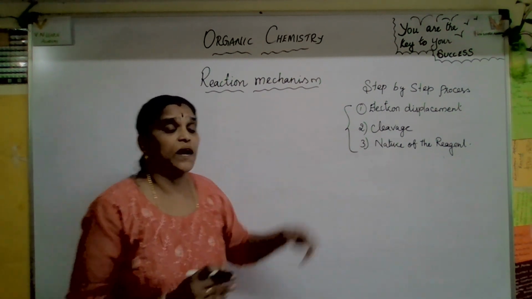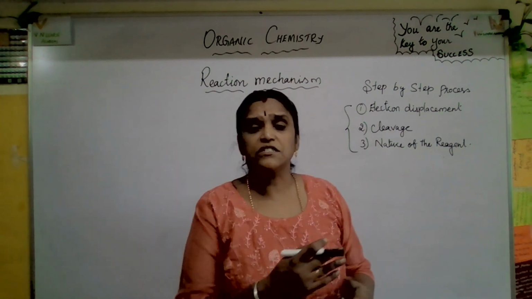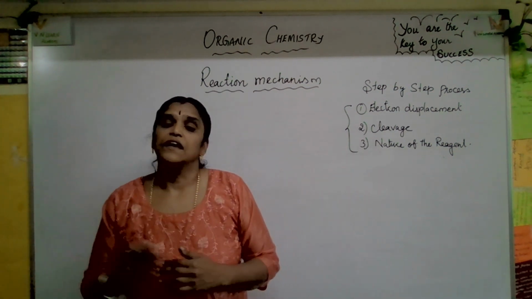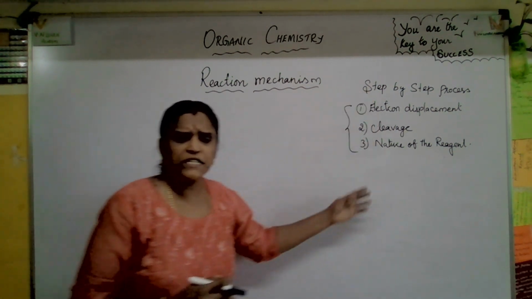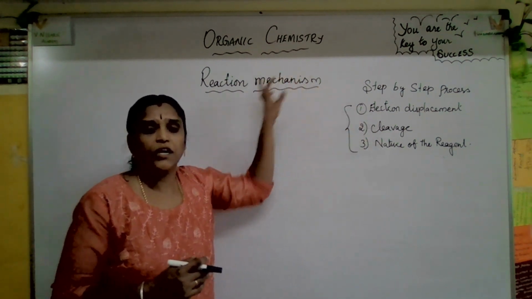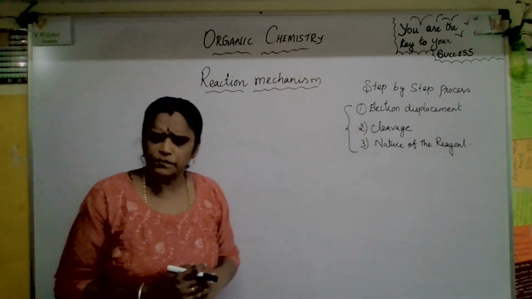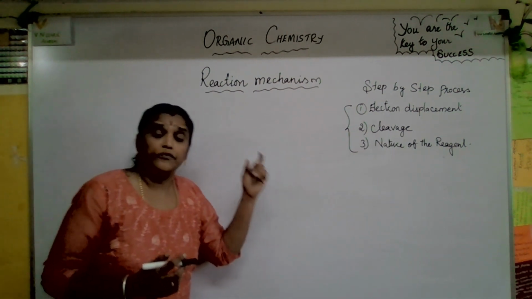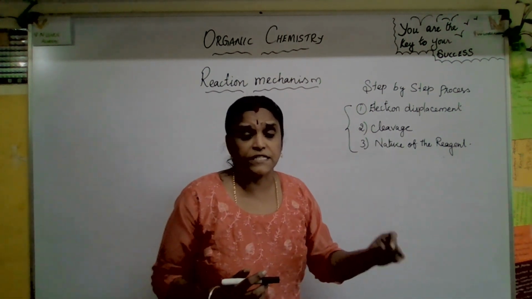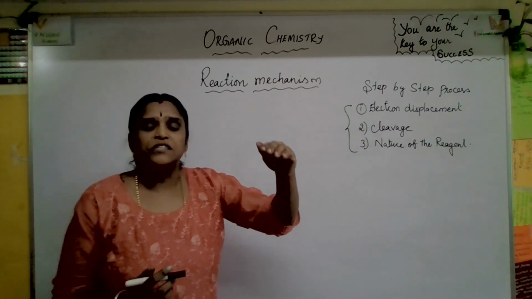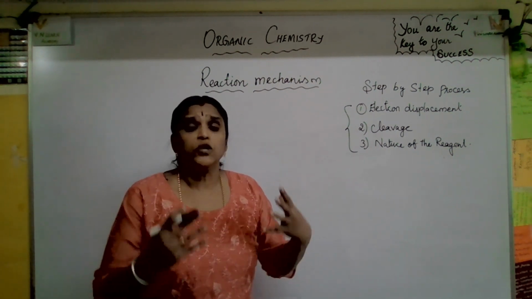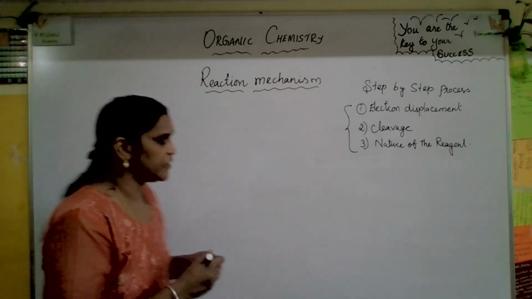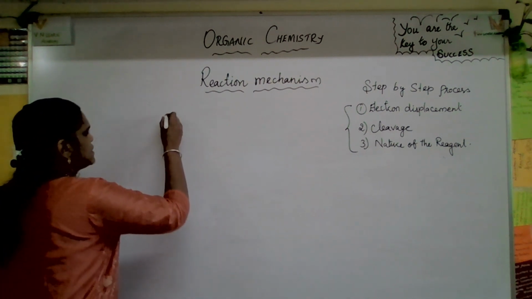Then the next one, nature of the reagent. Just now we have gone through the nature of electrophile and nucleophile. These are all the points to be noted while doing the reaction mechanism. Due to the different electron densities, the substrate molecules experience some effects. So what effects do we get from the substrate? Let us go one by one.